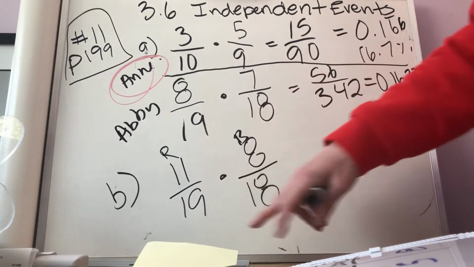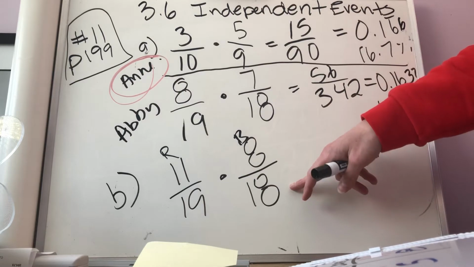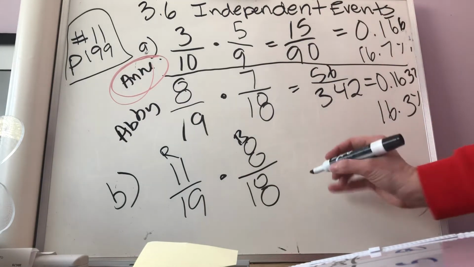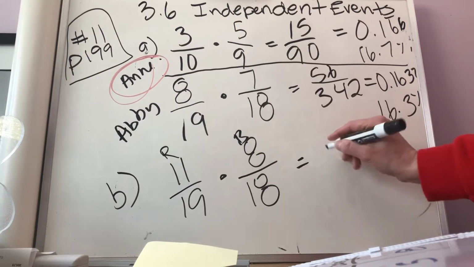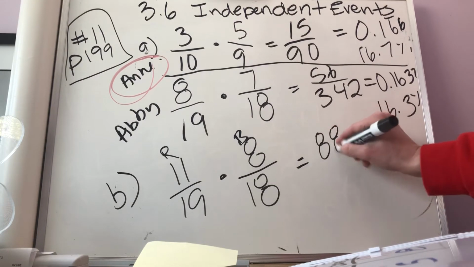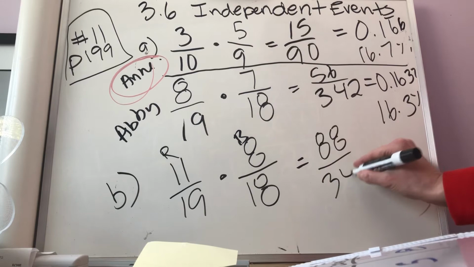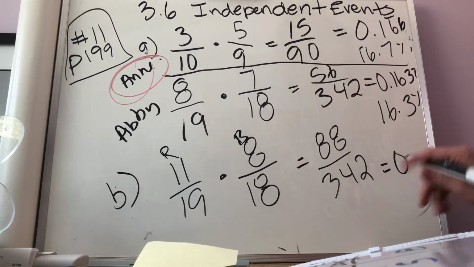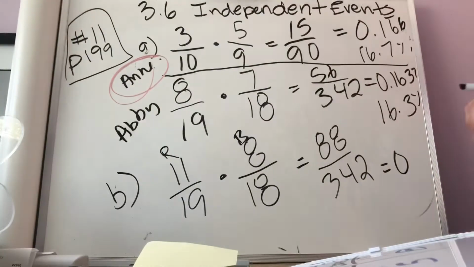So this would be Abby's probability of picking one marble of each color: 11 red out of 19 total, 8 blue out of 18 left. If you flip the 18 and the 19, it would be the same, it would be fine. So then you're left with 88 over 342, which gives us a percentage of about 25%.